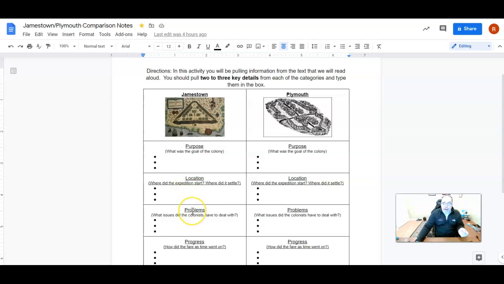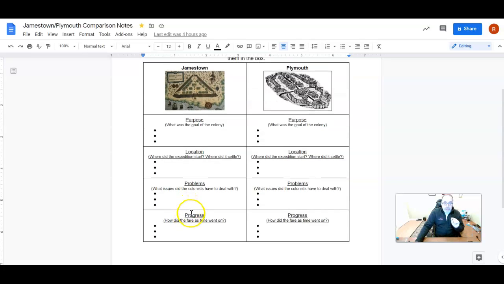What are some of the problems or issues that the colonies faced? And lastly, but not least, would be the progress. So how did they fare as time went on? Progress can also be negative. They could have issues. But overall, progress in a perfect world is positive progress. Colonies grow if all is well. So we'll be looking at these 2 areas. We'll do some work together in groups, and then you'll do some independent work as well.